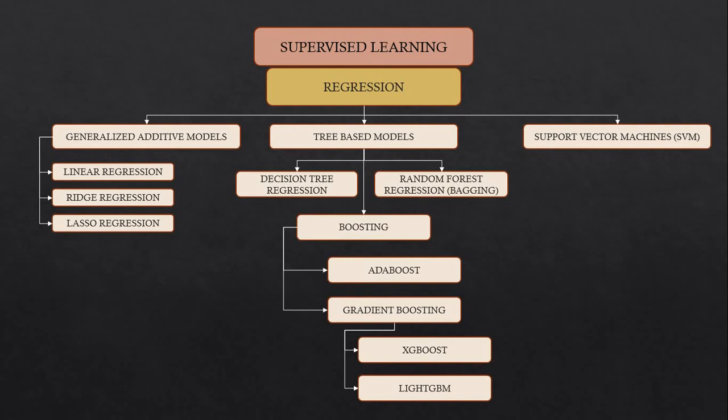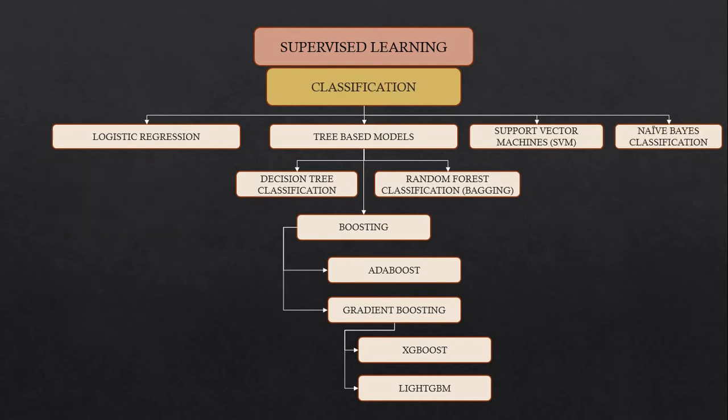Likewise, tree-based models are subcategorized into three subcategories, which are decision tree regression, bagging, that is random forest regression, and boosting. Boosting is categorized into AdaBoost and gradient boosting. And gradient boosting is further subcategorized into extreme gradient boost, that is XGBoost, and light gradient boosting model, that is LightGBM.